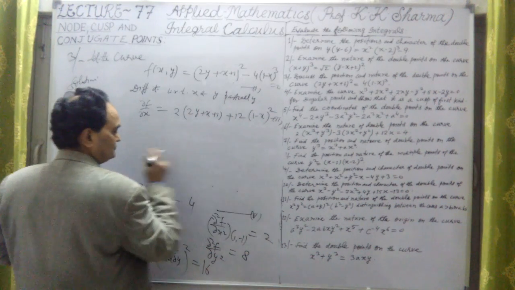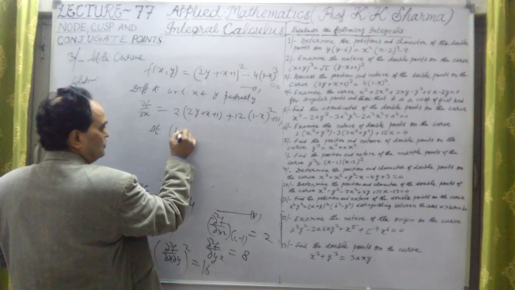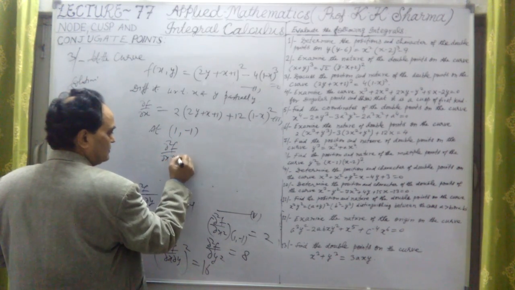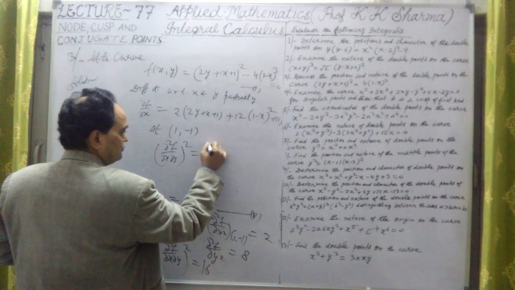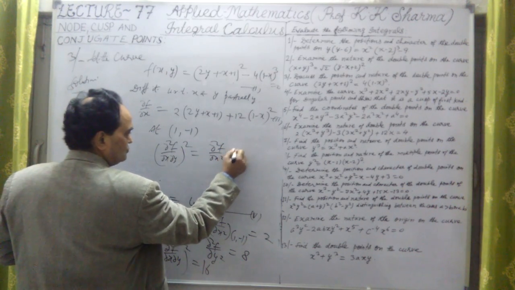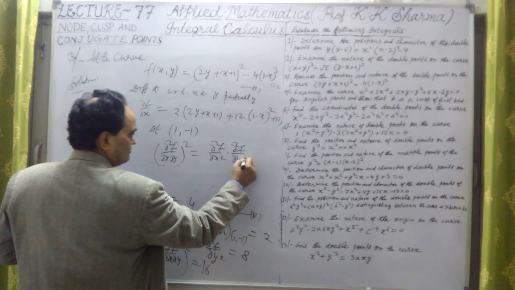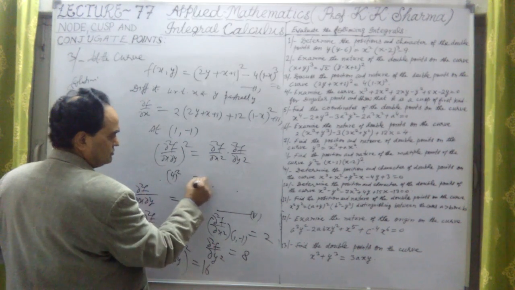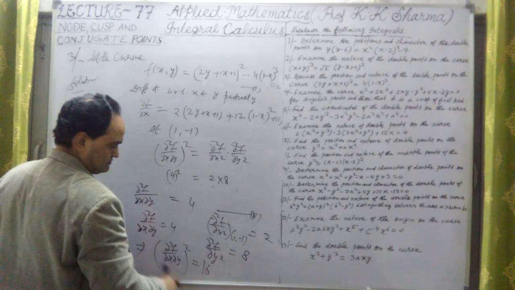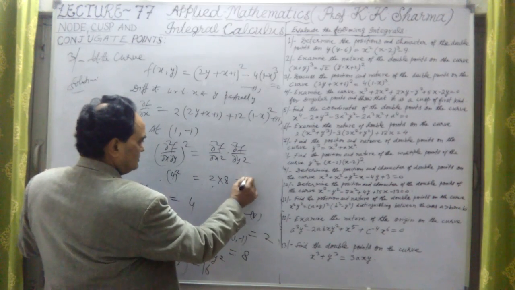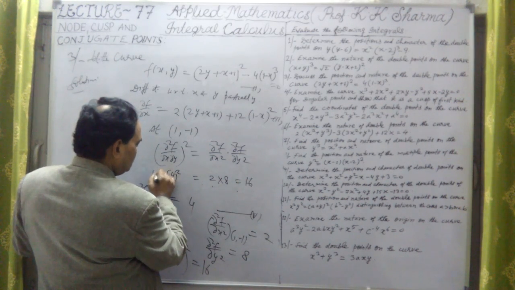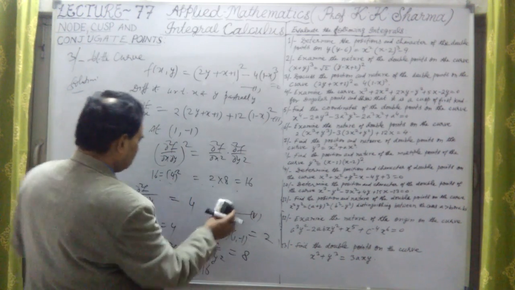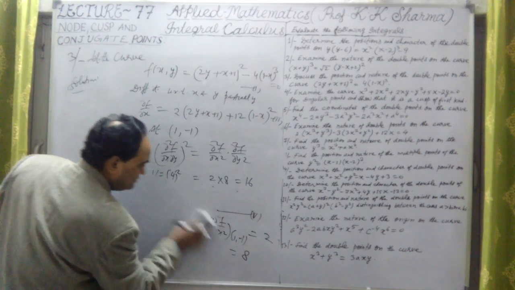So at the point 1 and minus 1, (del square f upon del x del y) whole square is equal to del square f upon del x square into del square f upon del y square. This is proved. Why? Because this is 4 square, which is equal to 2 into 8, that means 16. This is also 16. So 16 equal to 16. That means tangents are coincident. So coincident tangents are there. It means cusp will be there.